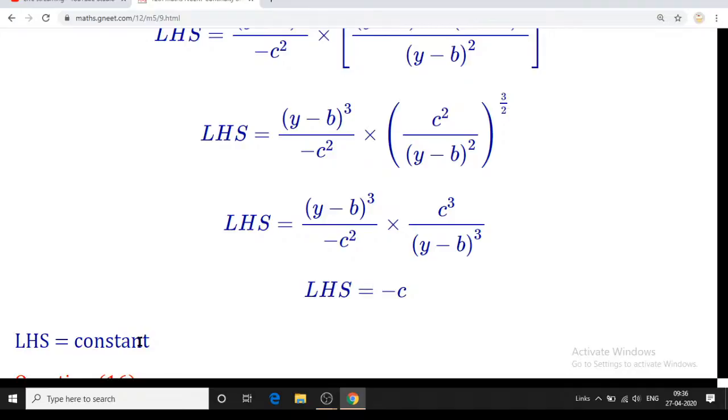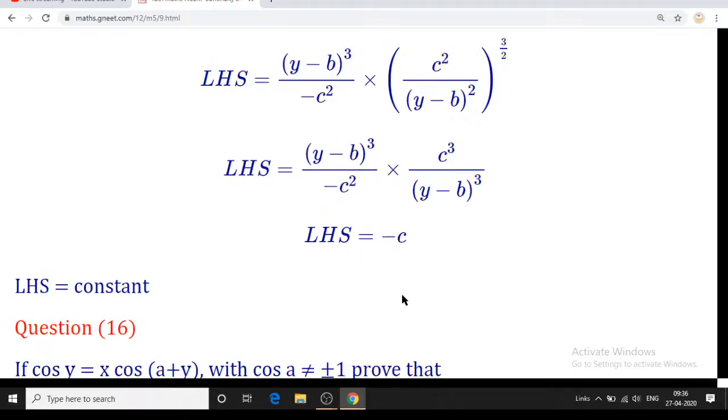So ultimately we get a constant. That is what they have asked us to prove: it is a constant independent of a and b. Constant means it will not have the terms x and y. Along with it, it is independent of a and b, meaning it should not have a and b anywhere. And so from that we get minus c, which is a constant.